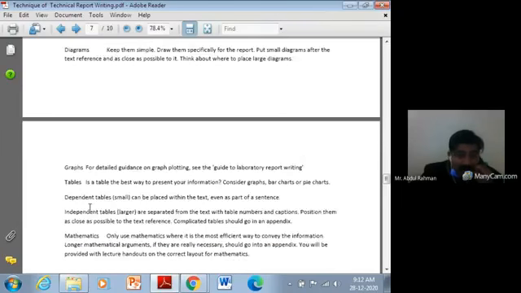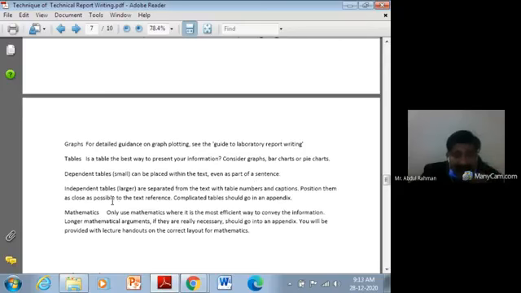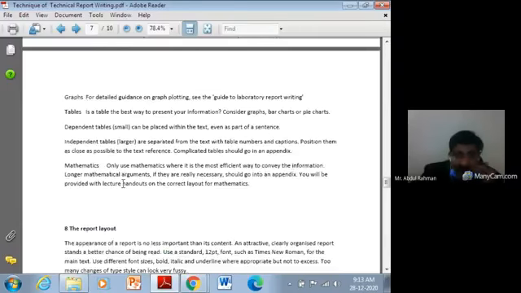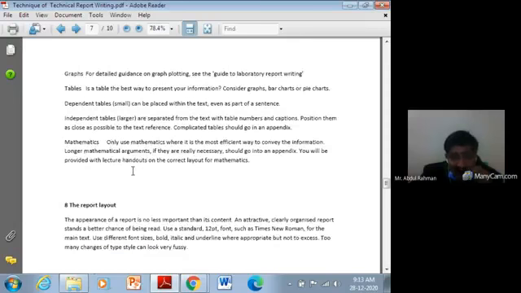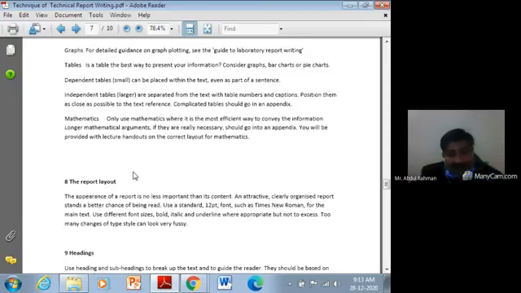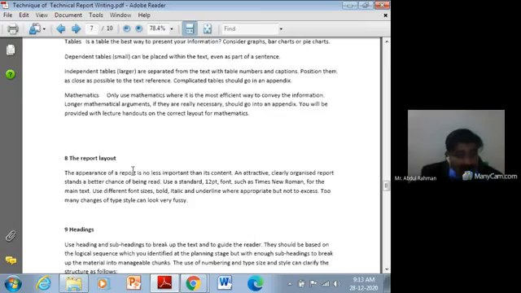Dependent tables, if small, can be placed within the text, even as part of a sentence. Independent tables, which are larger, are separated from the text with table numbers and captions. Then mathematics: only use mathematics where it is the most efficient way to convey the information. Then we have the next thing, that is the layout of your report.